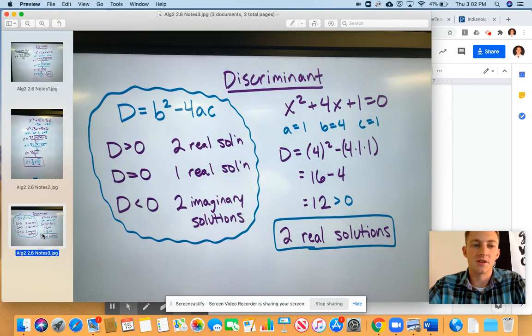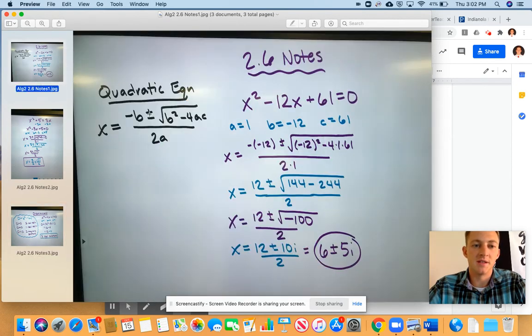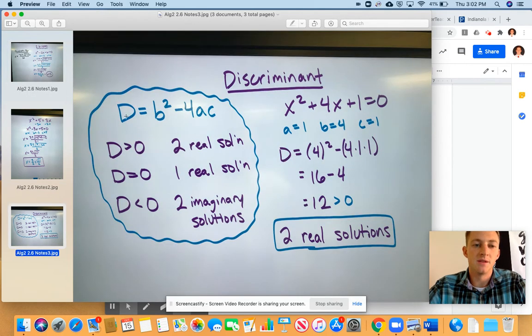Lastly, we have the discriminant. So the discriminant is everything underneath this square root right here. So it's the b squared minus 4ac. So discriminant equals b squared minus 4ac. If our answer is positive, it's 2 real solutions. If it's equal to 0, it's 1 real solution. And if it's negative, it's 2 imaginary solutions. So there's i's in our answer.